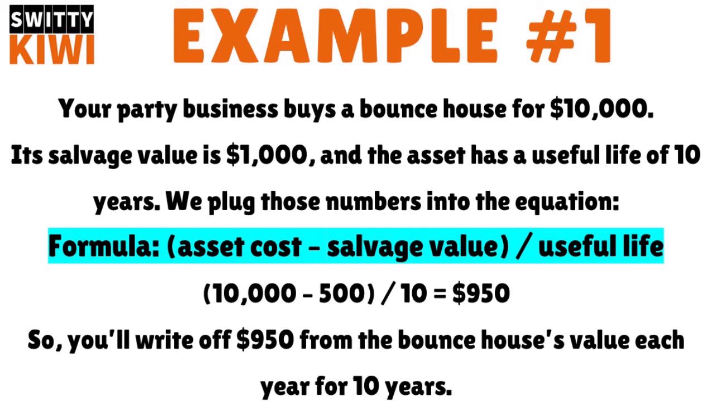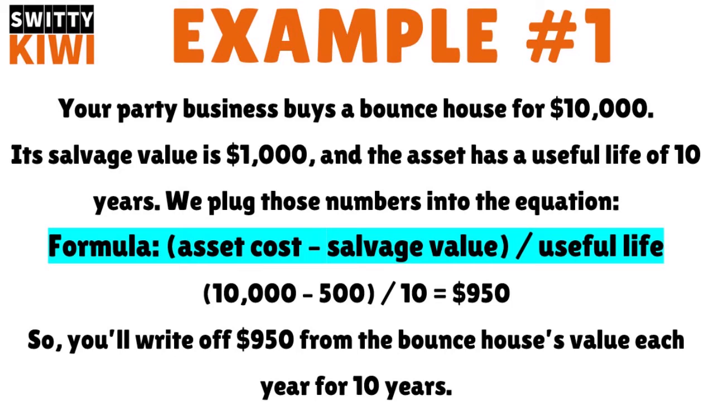Okay, so the formula is very simple. You have the asset cost, which is the purchase amount, minus the residual value, which is the salvage value, divided by useful life. So you divide the cost of the asset minus its residual value over the useful life.